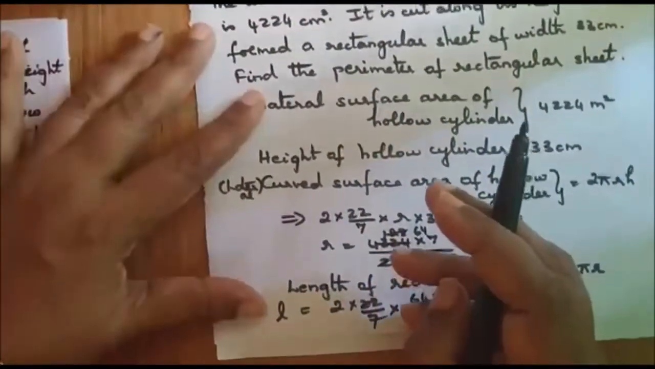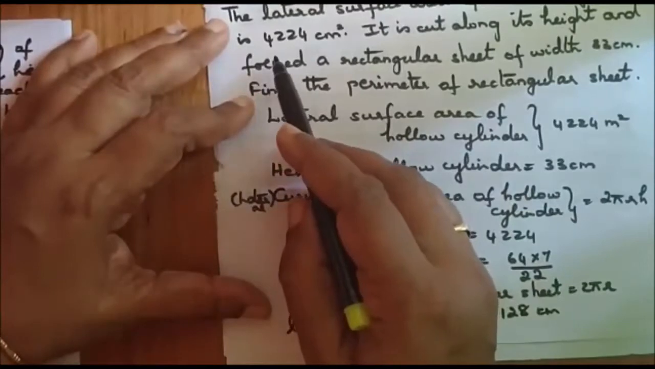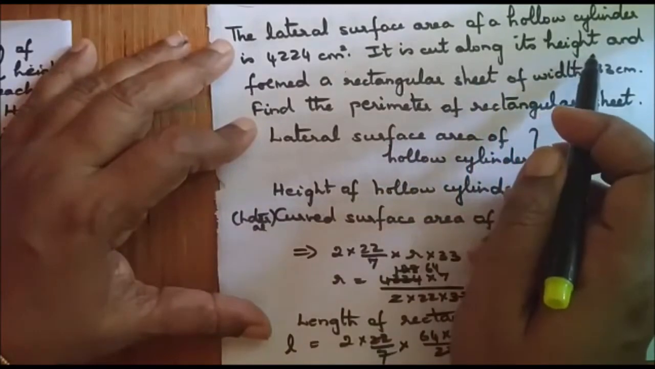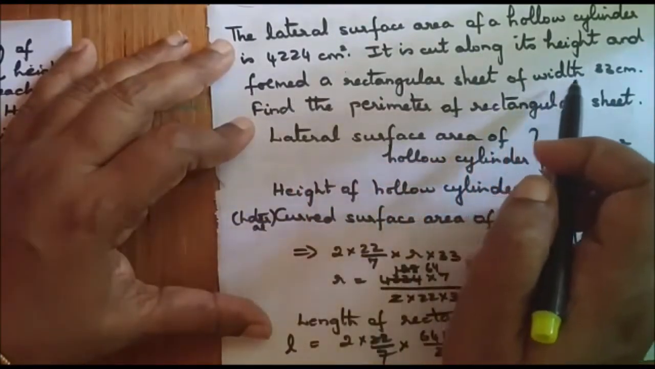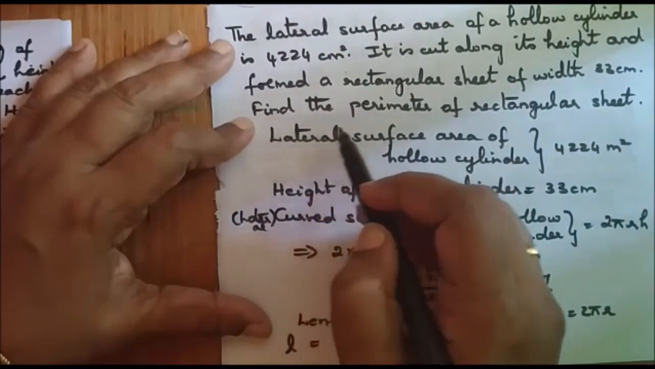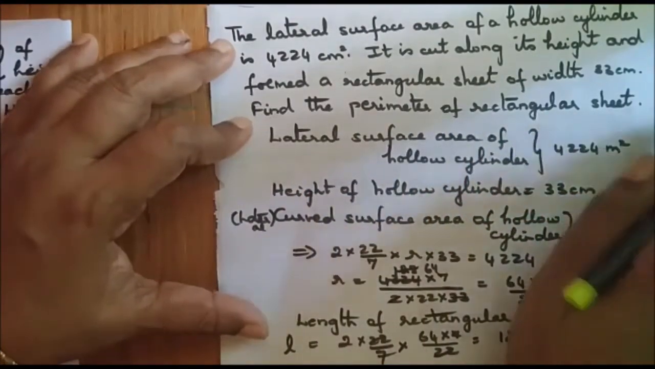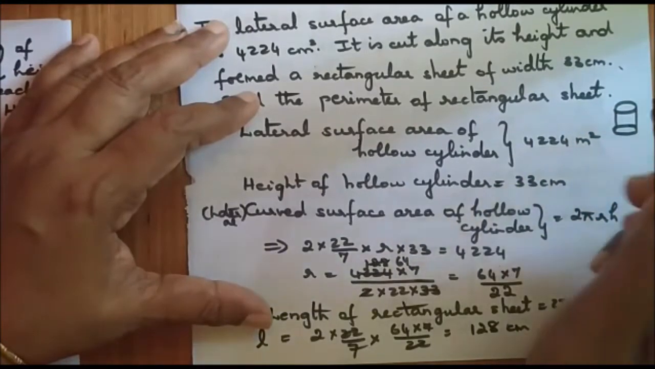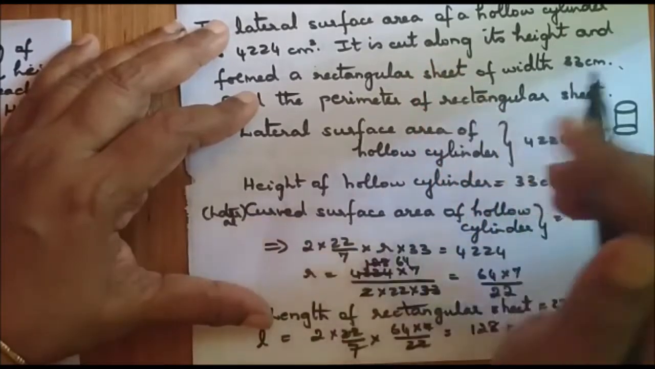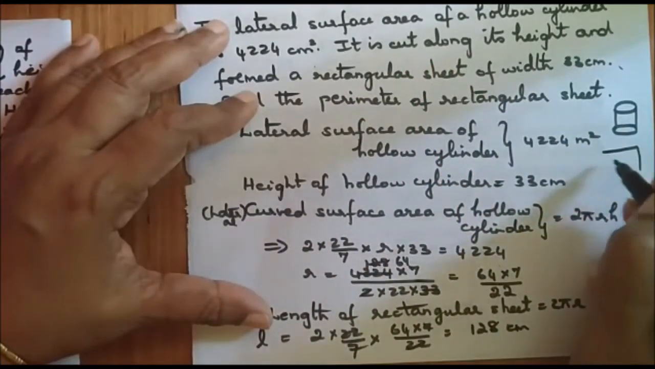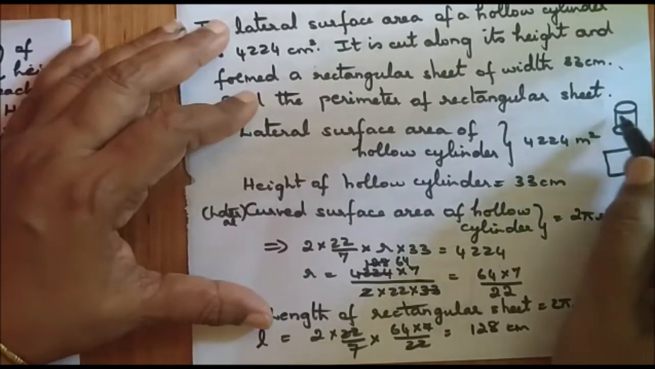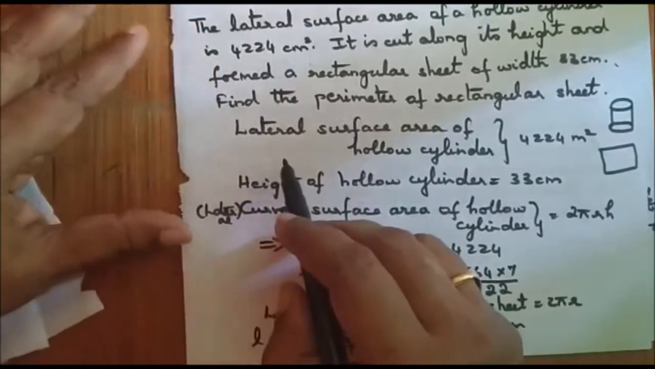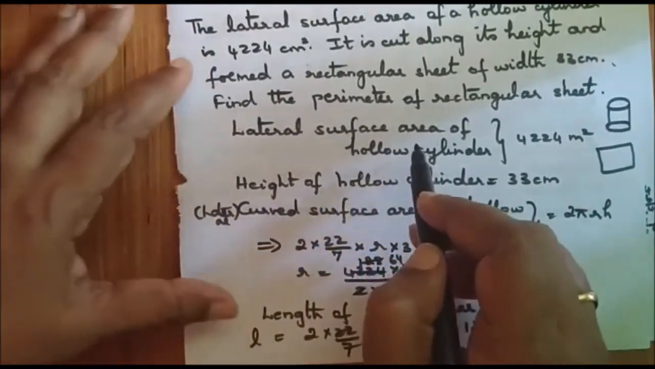The lateral surface area of a hollow cylinder is 4224 centimeters squared. It is cut along its height and formed a rectangular sheet of width 33 centimeters. Find the perimeter of the rectangular sheet. See, now this is a hollow cylinder. Hollow cylinder means the top and the bottom is open. It is not closed. So I told you, when a rectangular sheet is folded, you get a cylinder, isn't it? So you have to find the lateral surface area of the hollow cylinder.